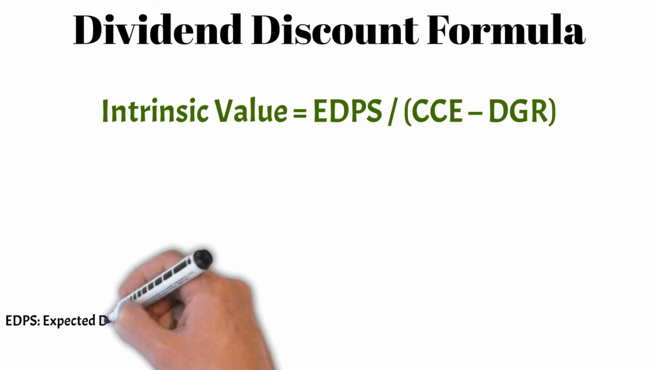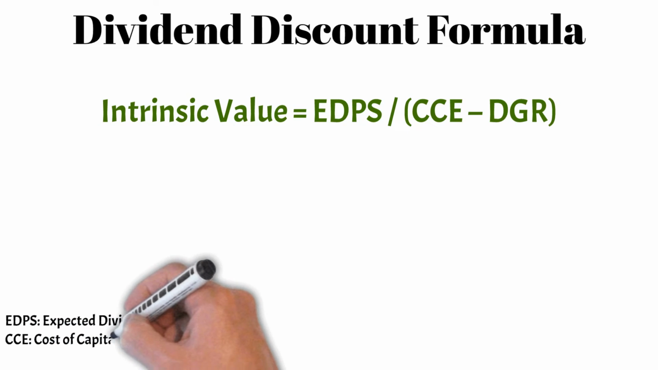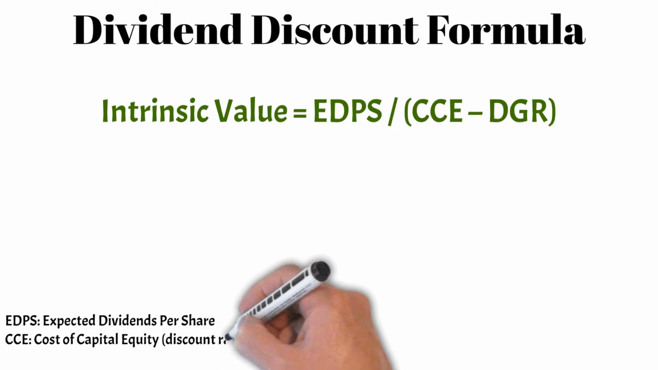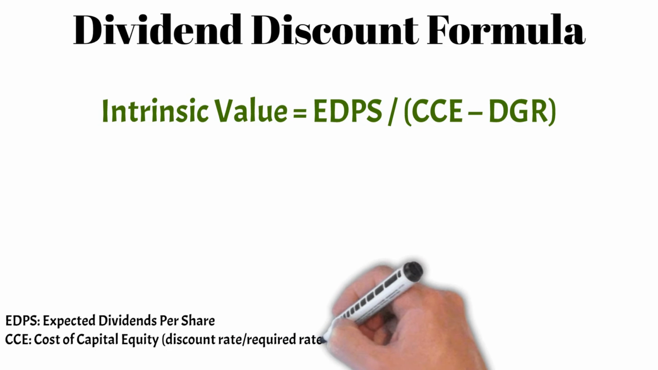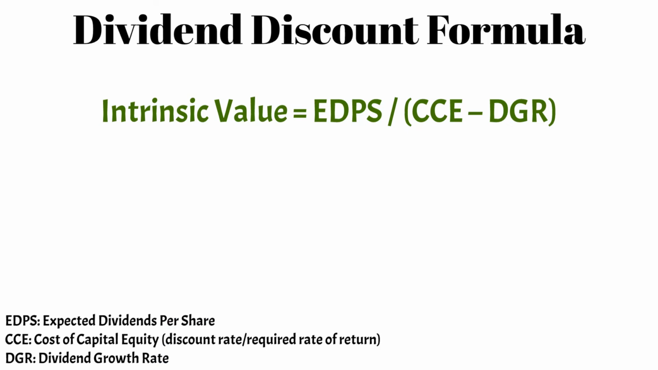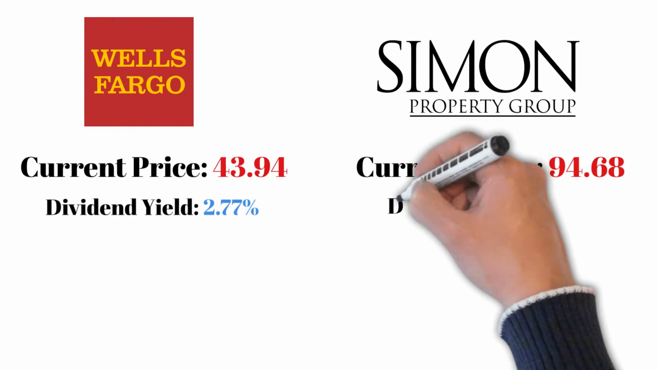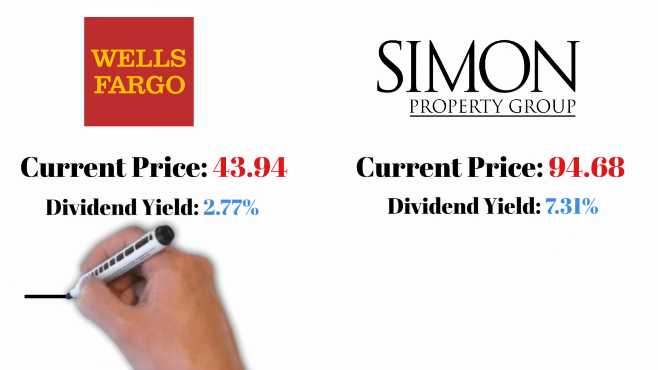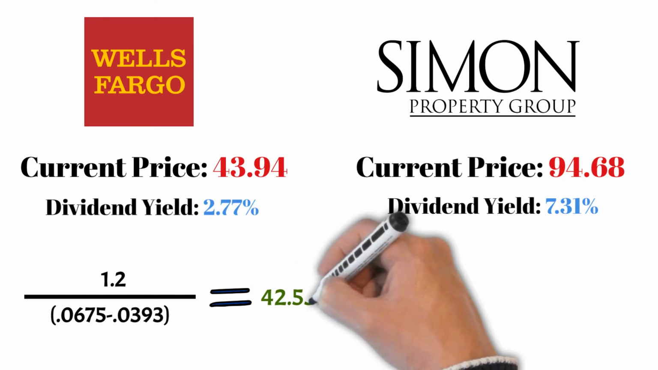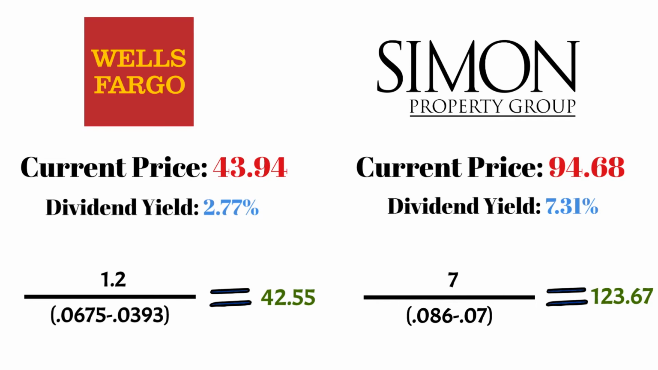EDPS stands for expected dividends per share over the next year. CCE stands for cost of capital equity, also known as discount rate, or the rate of return required by investors. And DGR stands for dividend growth rate. We'll use both Wells Fargo and a higher dividend-yielding stock such as Simon Property Group. As you can see, the stock with a sub 3% dividend yield was said to be overpriced, but the stock with a dividend yield of nearly 8% was said to be trading at a huge discount.